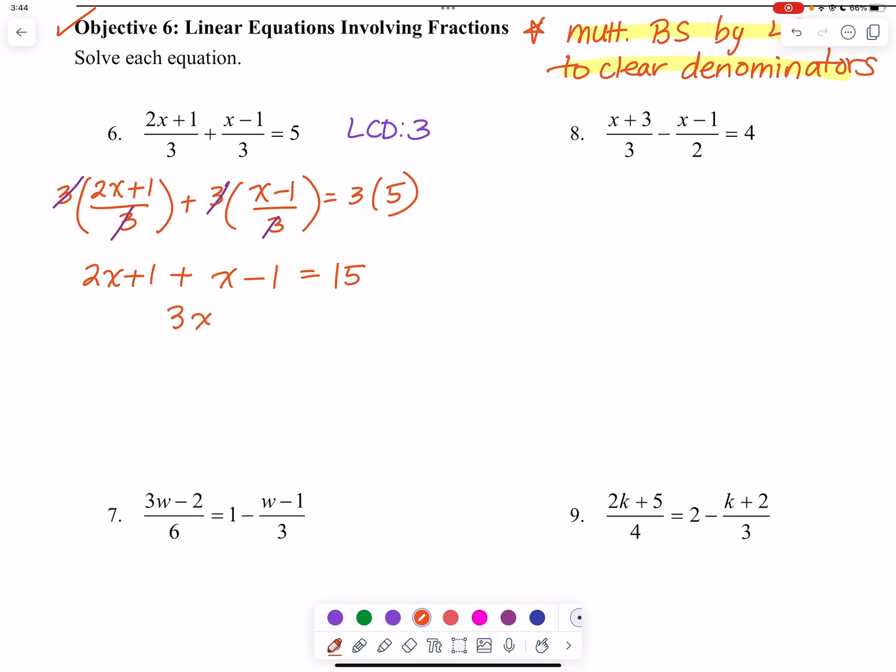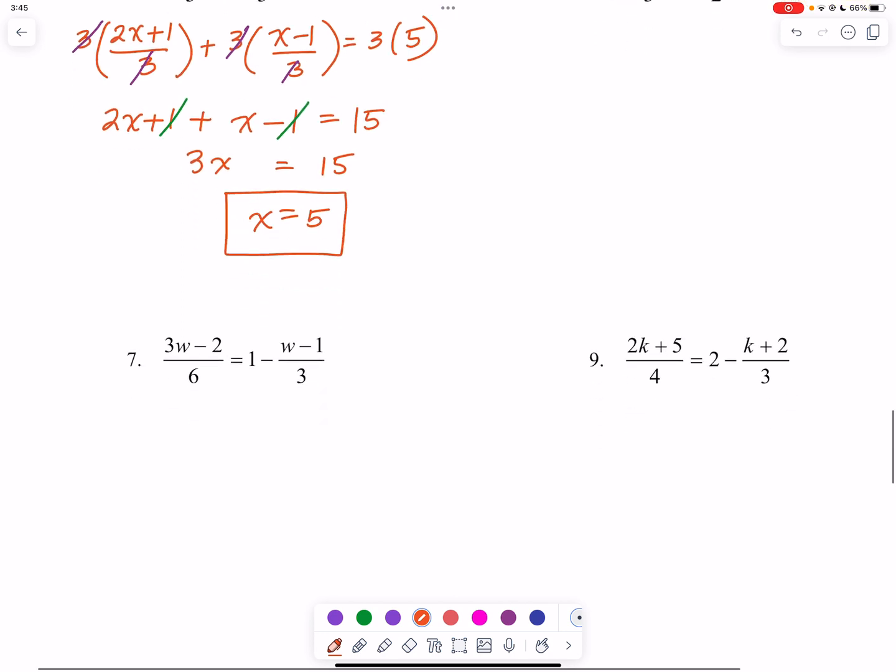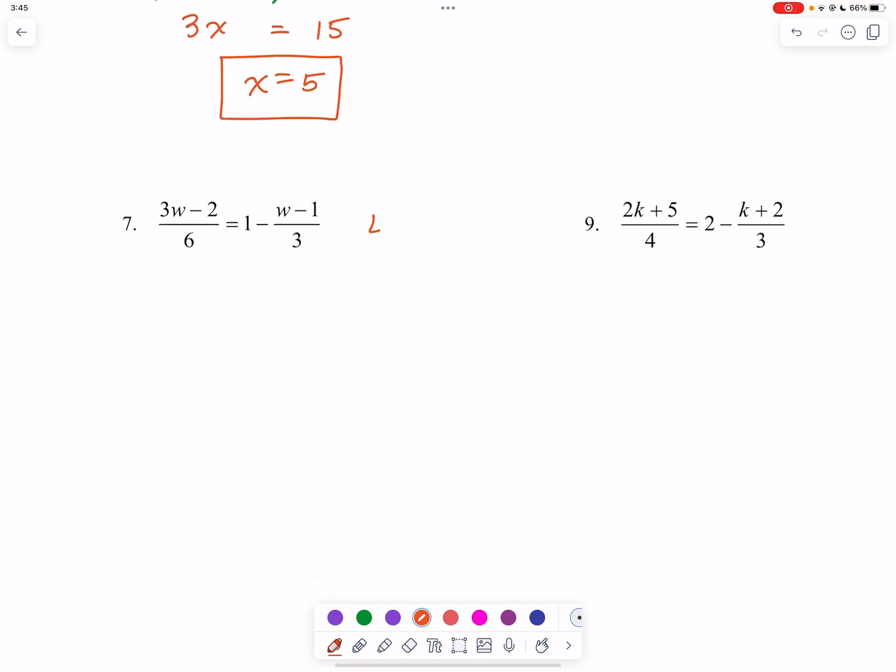Combining like terms, we have 3x, and our plus 1 and our minus 1 cancel, equals 15, and x equals 5, dividing both sides by 3. Taking a look at number 7, we have an LCD of 6. I wanted to write that in a different color. So we are multiplying every term by a 6.